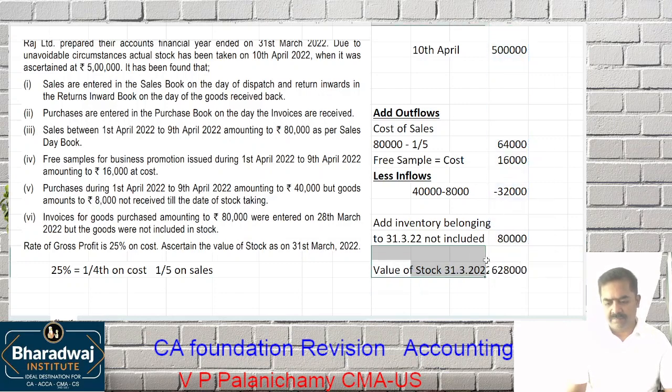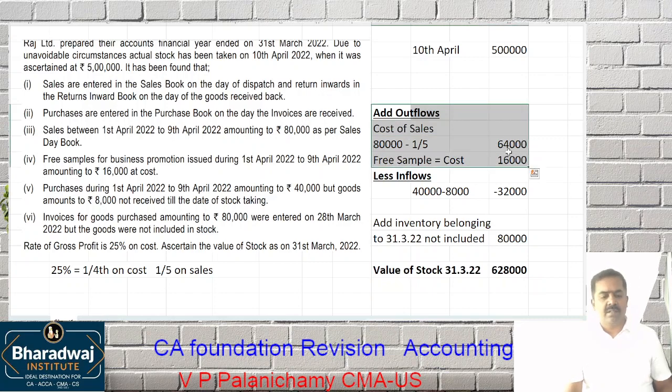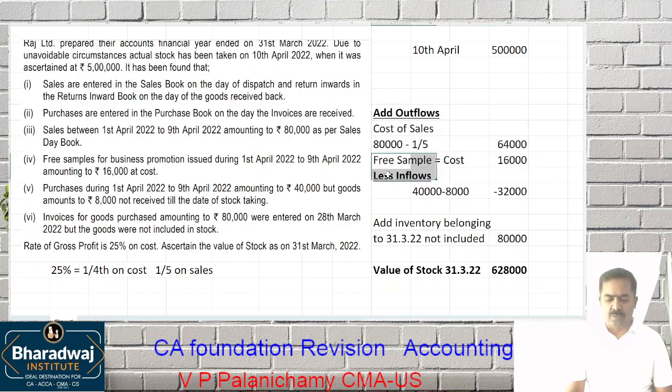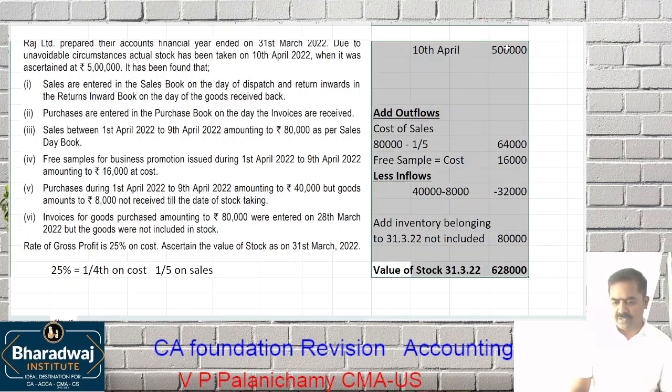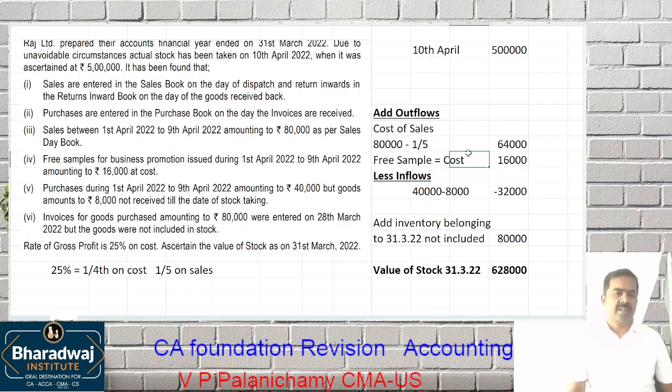That's it. Compared to the last question, this is a simple question. Cost of sales and free samples. We are doing a reverse working, add outflow, less inflow, purchases like எவ்வளவு delivery இருக்கோ அது மட்டும் எடுத்துங்க. Then inventory belonging to the last period, not included in inventory, include it now. You will get the value of stock. Take this.